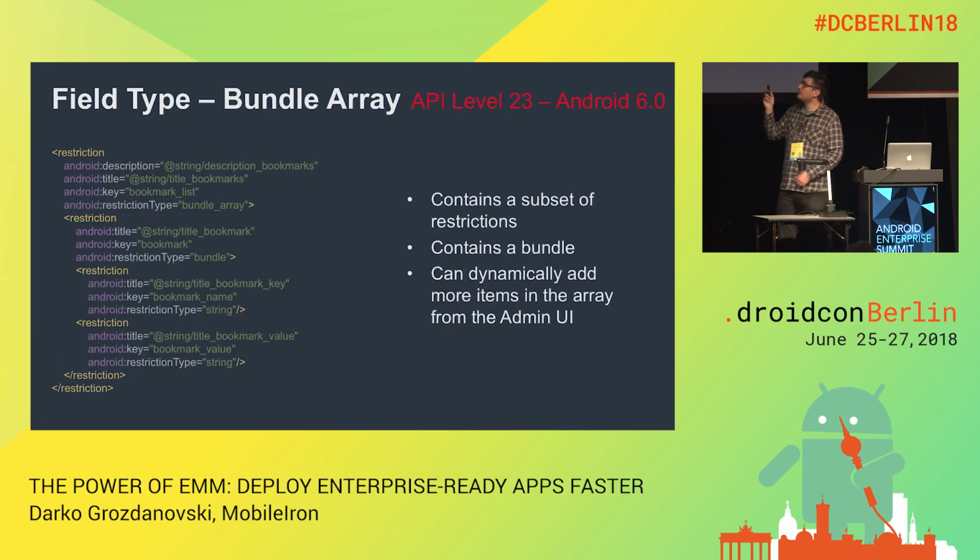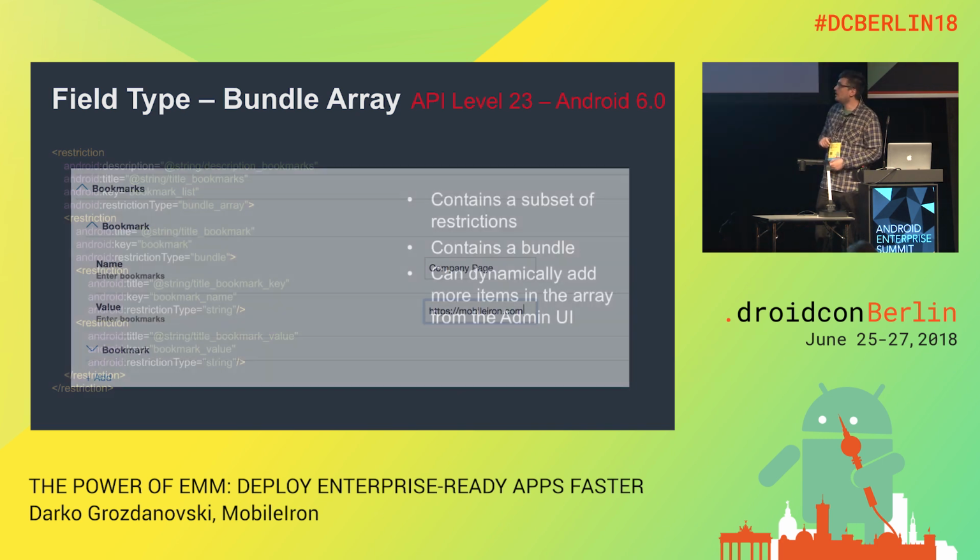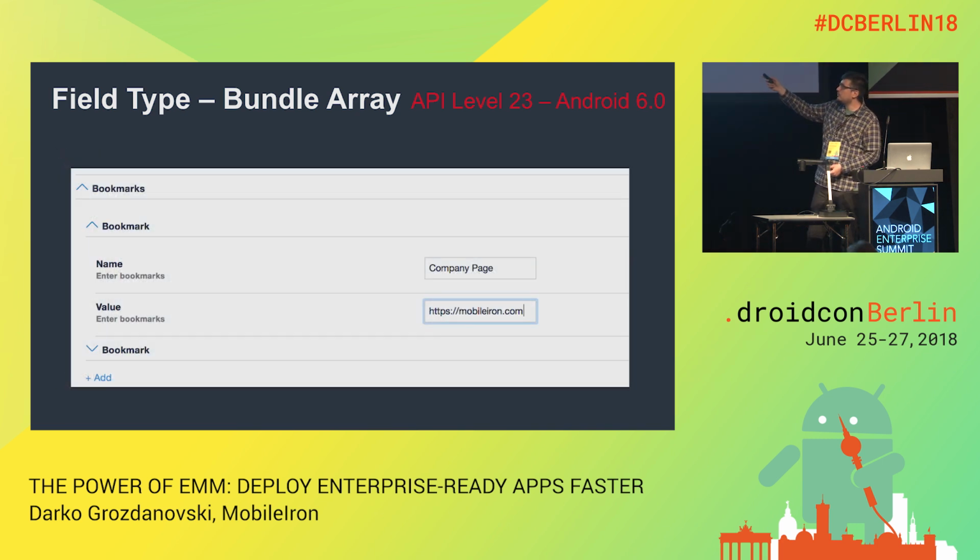So this is one of the more important things, and this has been added a bit later, in API level 23. This is the ability to specify arrays of keys and values. So the configuration would look something like this, and then the IT admin would end up seeing something like this. So imagine adding multiple values and then a dynamic list of attributes that you can configure, right?